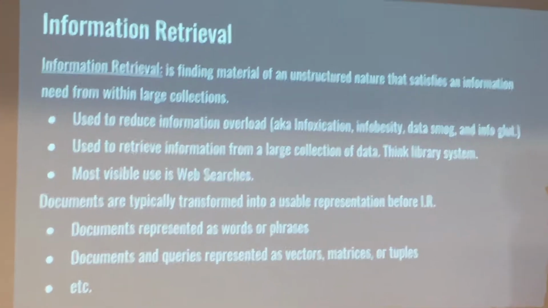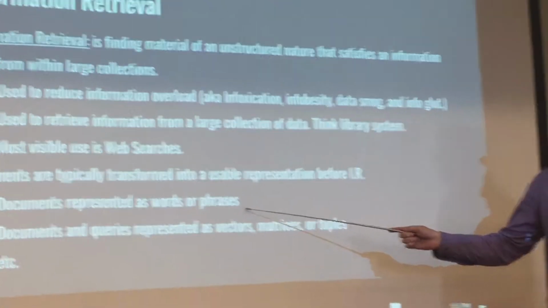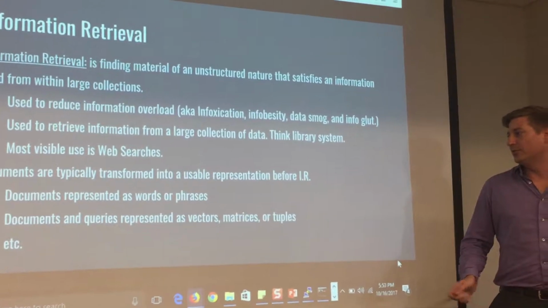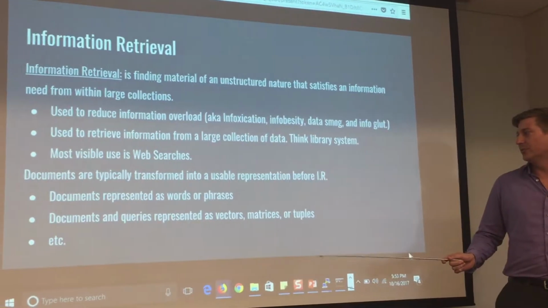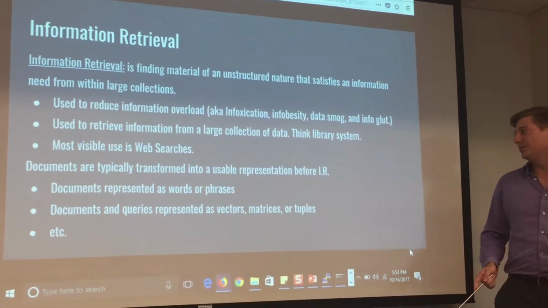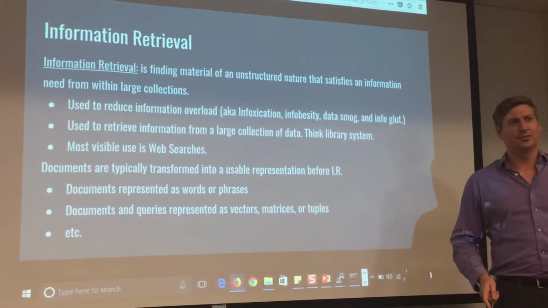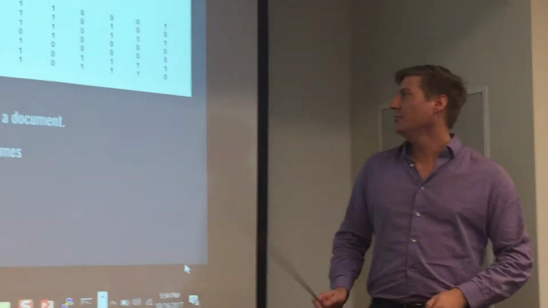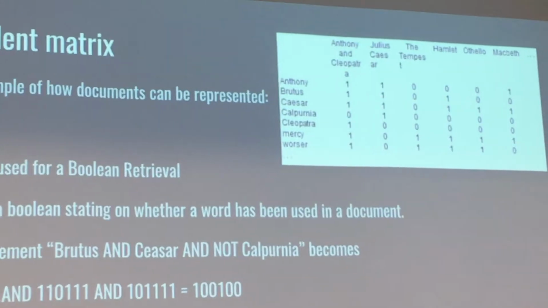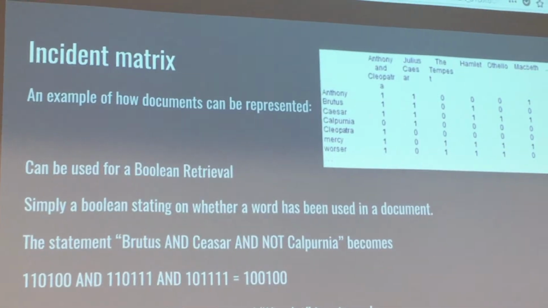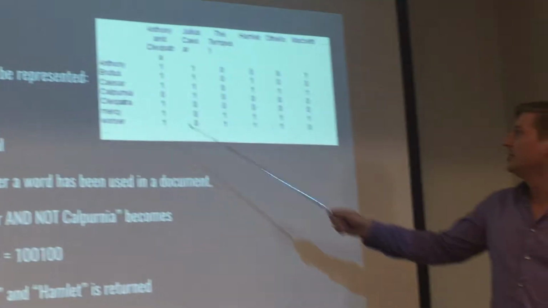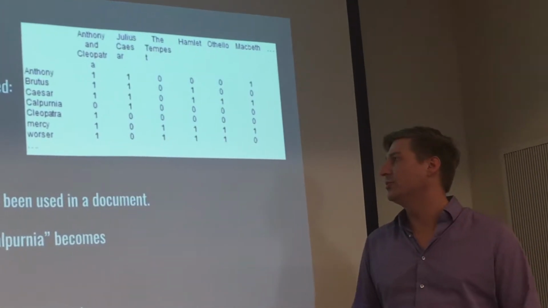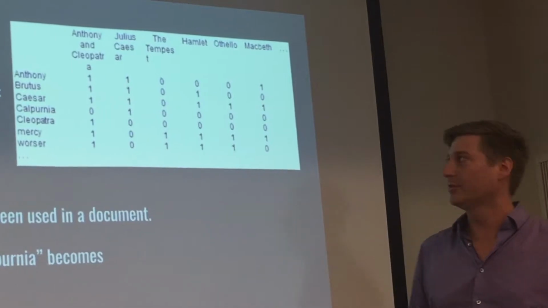Now, for these to be searchable, we need to turn these documents into something that can be read. This can be done by turning documents into something represented by words or phrases, and we can also turn documents and queries into vectors, matrices, or tuples. That's called algebraic models. An example of turning them into word usage in a document is an incidence matrix, which is sort of the basics of how Boolean retrieval works.